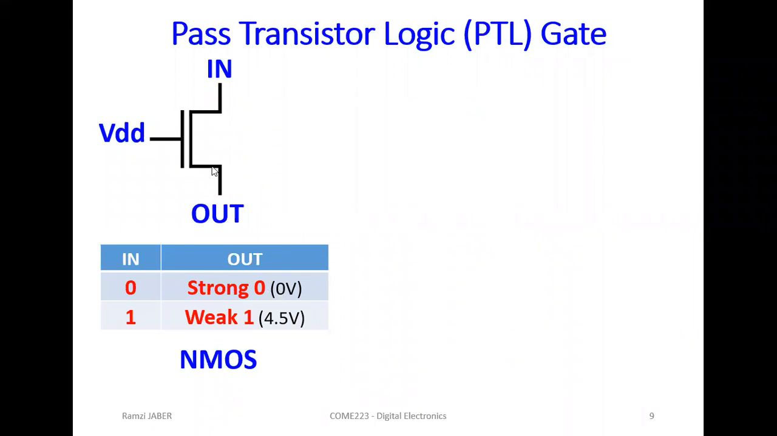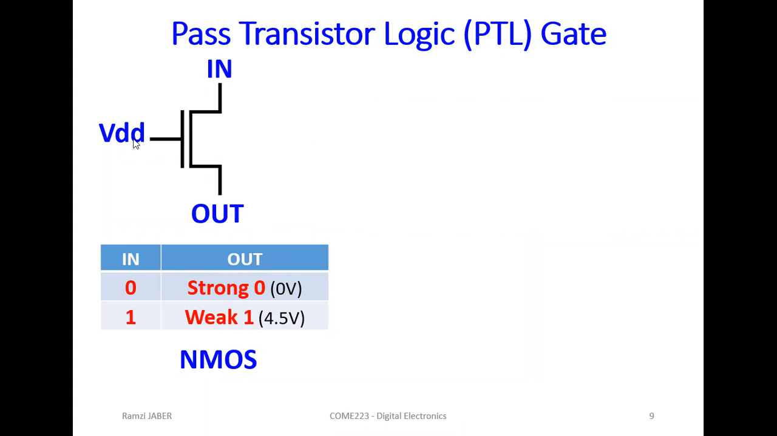But if we put VDD, 5 volt, on the input, we have internal diodes inside the N-channel transistor that give us a voltage threshold drop. The output will be 4.5, not 5 volt. So we call it weak 1. It's not exactly logic 1. So if we use this PTL gate just to connect input and output, we vary the input.